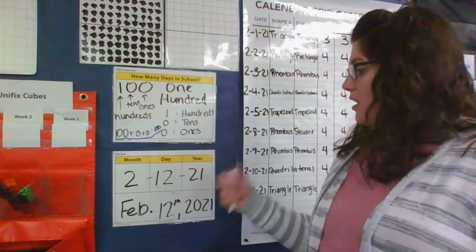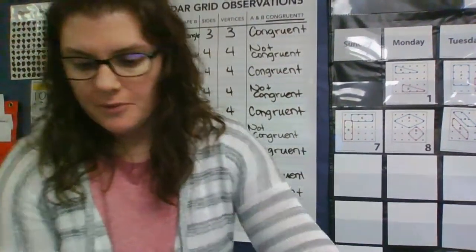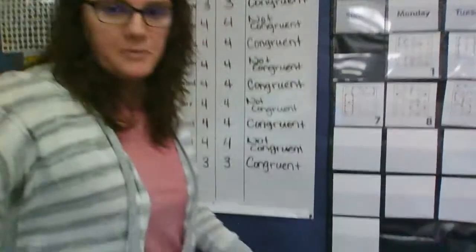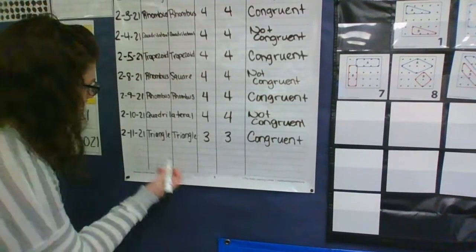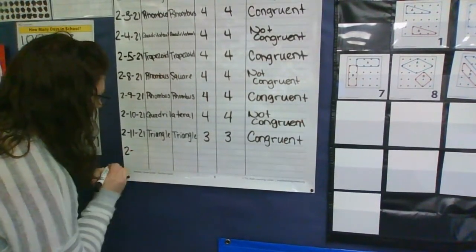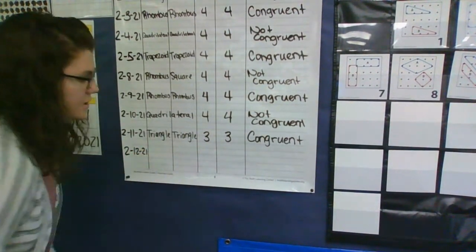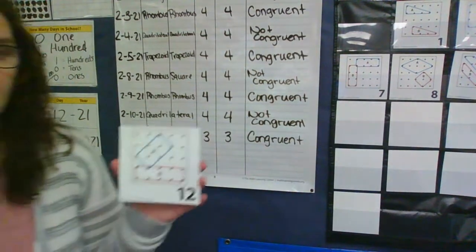Let's go practice writing our date on our calendar grid observation chart. All right, we are at the bottom of the chart, so Mrs. Sae-Wong has to make herself short. Let me grab our date card before I have to make myself short. Everybody shout out the date. What is it? 2-12-21.